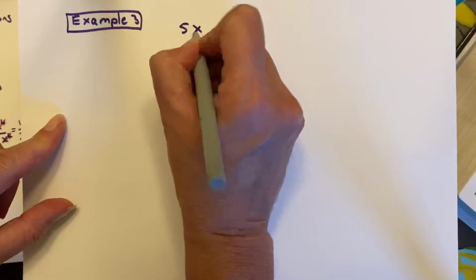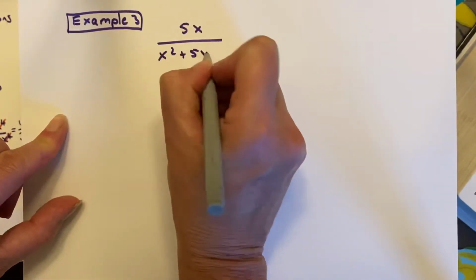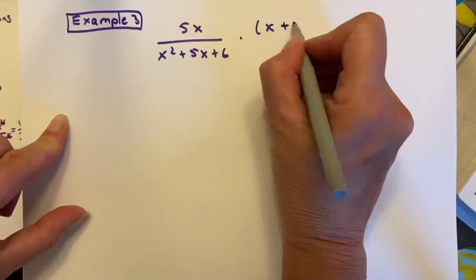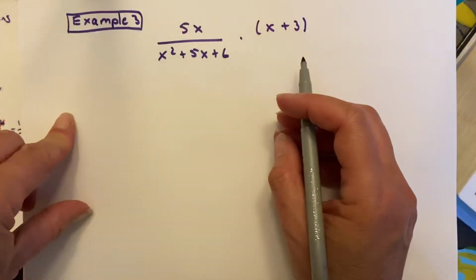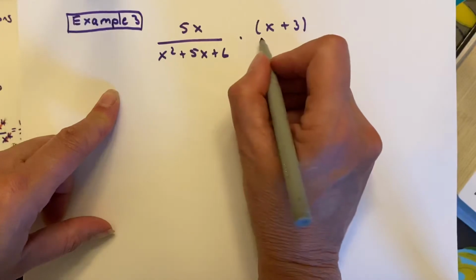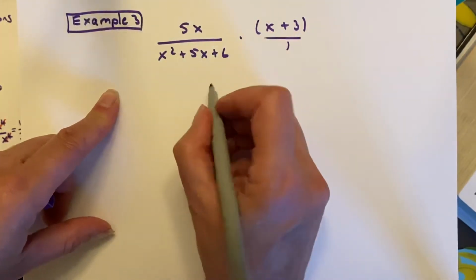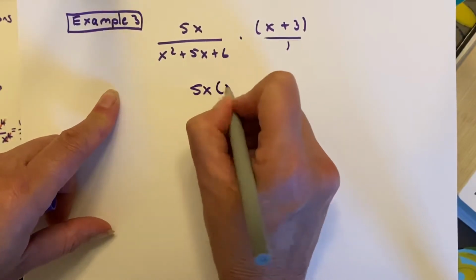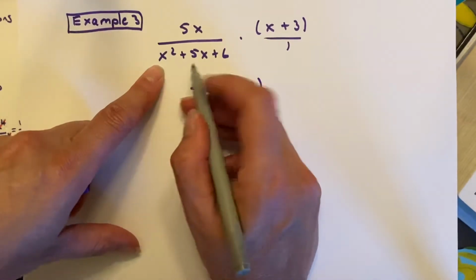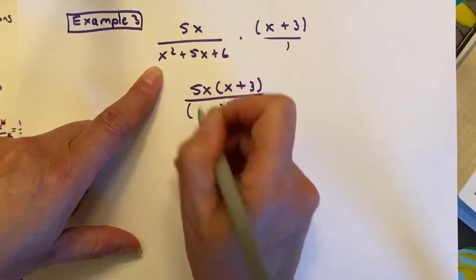So 5x over x squared plus 5x plus 6 times x plus 3. This looks a little different than what we did before, but the methodology is exactly the same. Multiply numerators, and of course this means x plus 3 over 1, right? You can kind of know there's an understood over 1. So 5x times x plus 3, and the denominator is x squared plus 5x plus 6, but let's factor it and see if there's anything we can cancel.